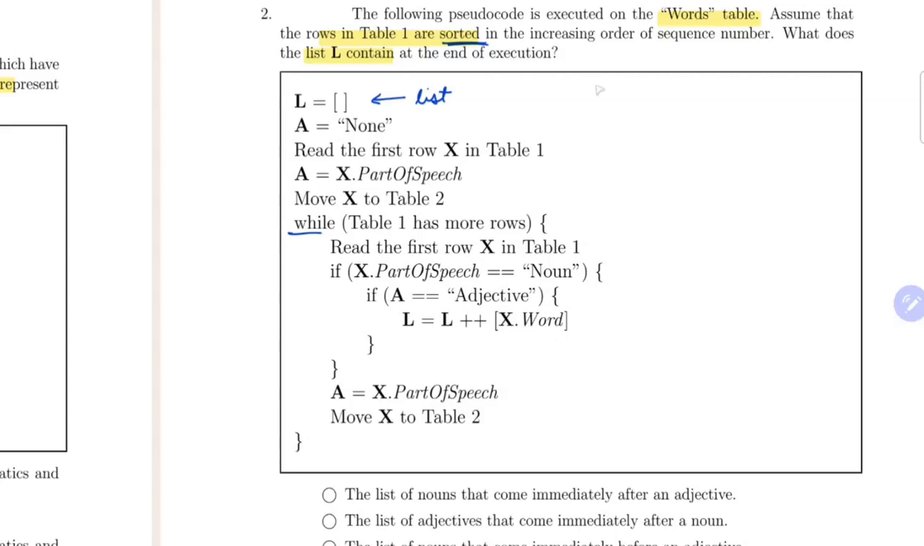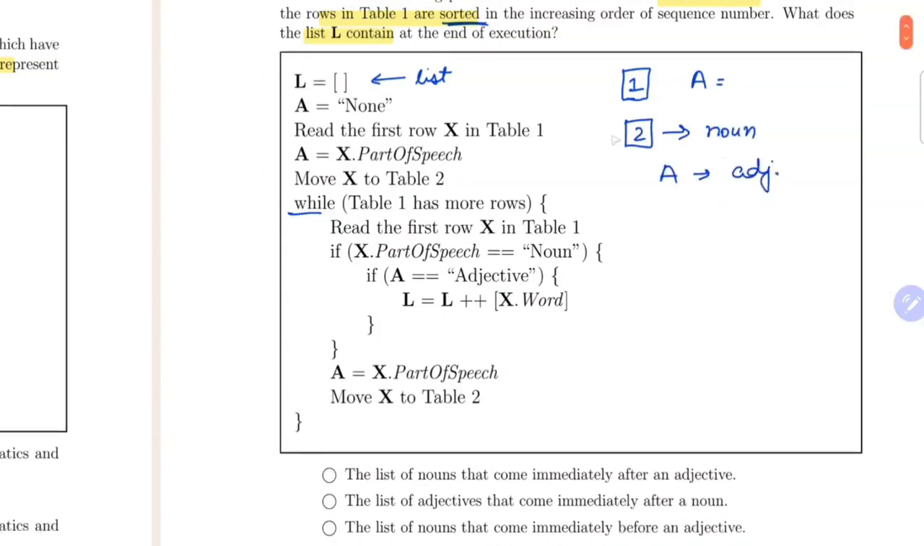So basically what we have done, there was this first card with a word, and the cards have numbers, they are sorted by the sequence number. So this first card's part of speech is now stored in A, right? Now in the loop it says, if the next card we have picked up is a noun, and if A is adjective, that means the card just before the noun should have been an adjective, and that causes an increment in L. So L is the list of all the nouns that come immediately after an adjective, right?